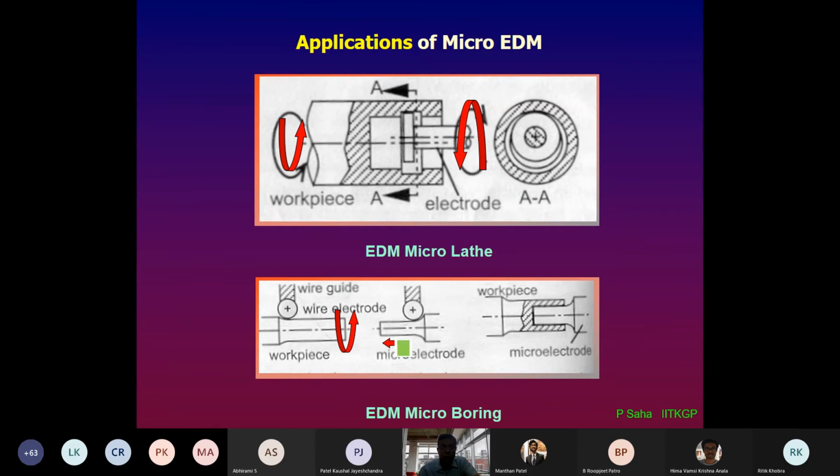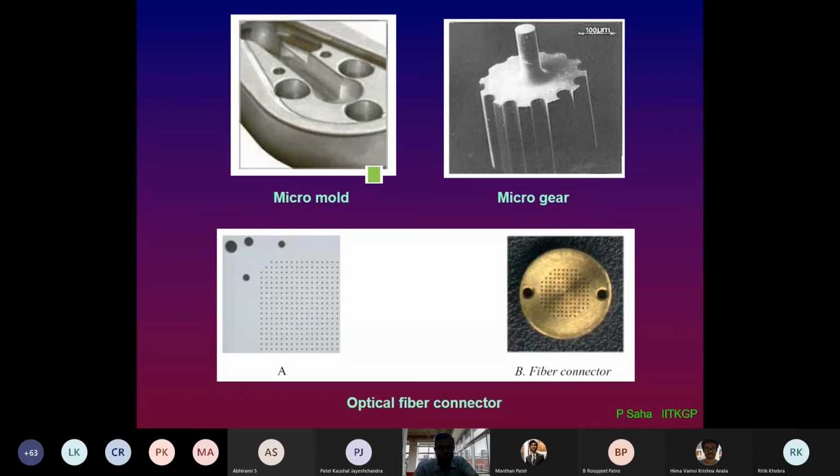So this is the micro tool, and this will go inside this. Gradually this will penetrate, but it will never touch, because on the front end and to some extent the side, unless we insulate it, discharges will be created, and gradually they will remove the material from inside. You see, after some time it has gone, but it is never touching. So this is quite similar to a non-contact boring process.